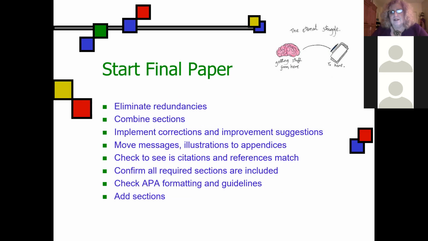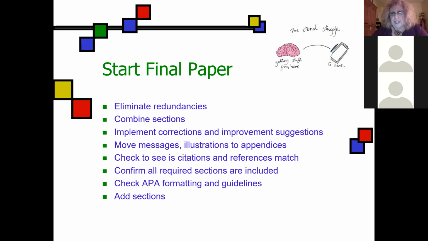What you want to do is eliminate redundancies. If you gave an overview of the company, you're only going to have to do that once. You don't have to do it twice. You're going to combine sections. You're going to implement any corrections that were put on your papers or improvement suggestions. You're going to move the messages, the illustrations to appendices.